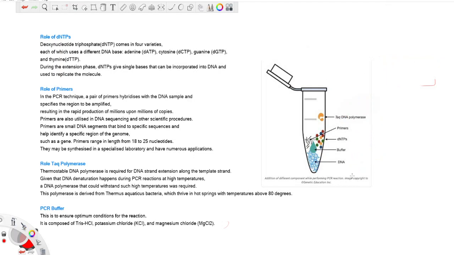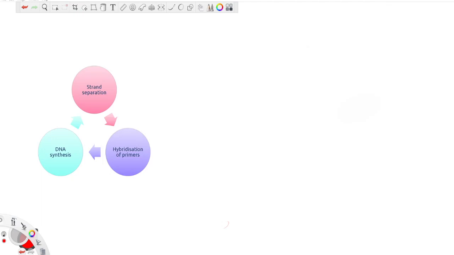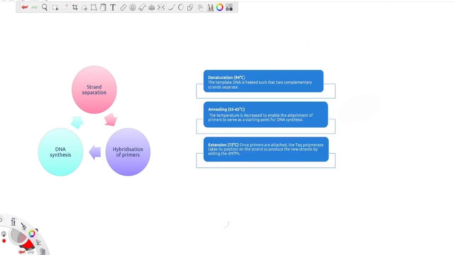So now that we understand what goes into PCR, what we add and all that, what we should look at now is the specific steps. Having the ingredients is nice and good, but at the end of the day, we need to know the steps. Basically we have 3 steps.